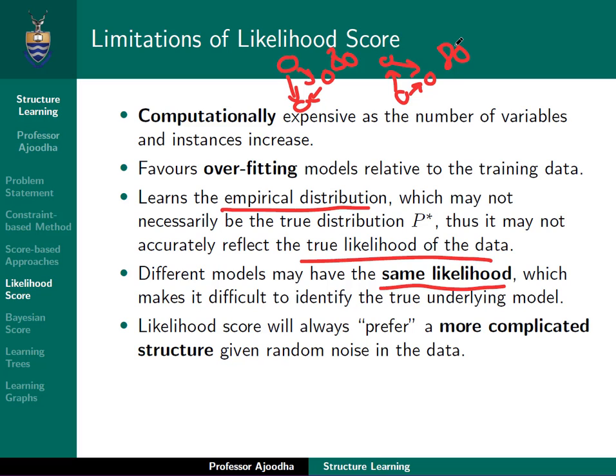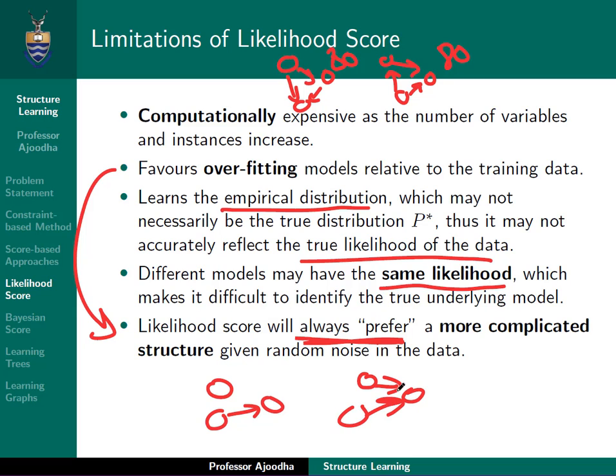So coming back to this point about overfitting, the likelihood score will always prefer a more complicated structure to a simpler one. And that's just because of the random noise in the data. Because the data is noisy, the score will always prefer a more complicated structure. In other words, the likelihood score won't be happy with this. It will want to add an edge somewhere. It won't be happy with that either. It's going to want to add this edge as well.